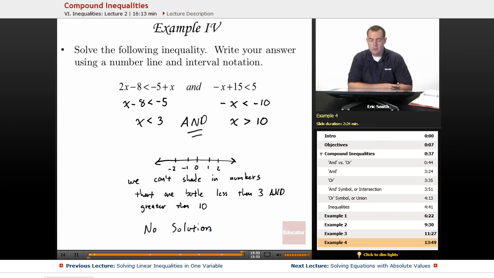So be careful on using those connectives and how it really affects your solution. Remember that when using the word or, it must satisfy one of the conditions. And if it does, go ahead and include it in your solution. However, when using the word and, it must satisfy both of those conditions before you can include it in your solution.